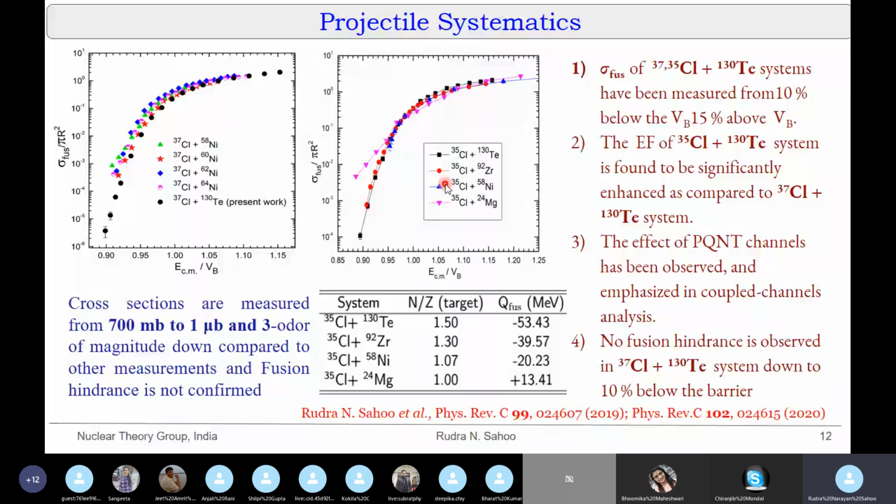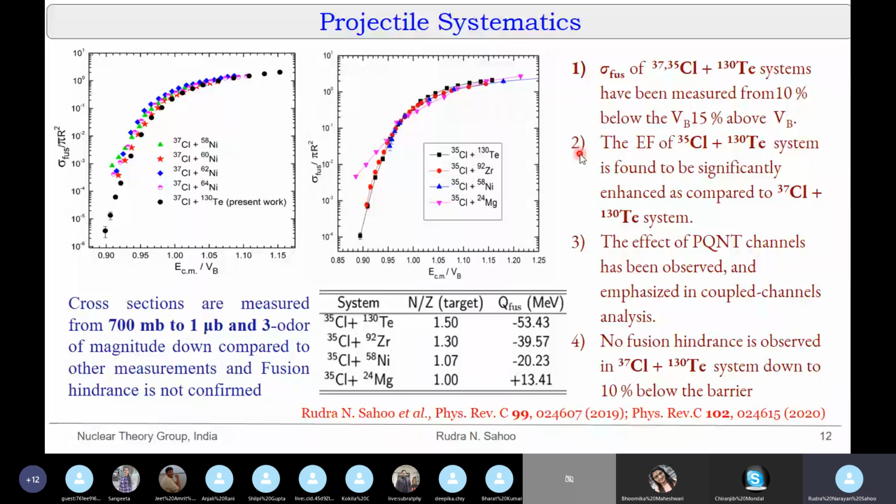In the case of 35 chlorine and the magnesium case, the fusion excitation function is actually enhanced. You can see here, this is the experimental observation. And that signifies that not only the neutron transfer channel having positive Q value enhances the subbarrier fusion, but the reaction Q value also plays an important role in enhancing the fusion cross section below the barrier.